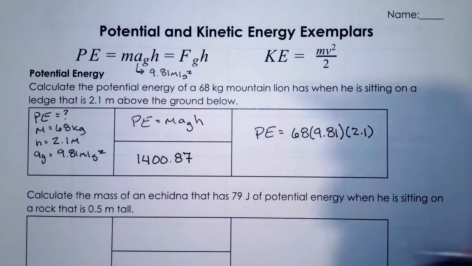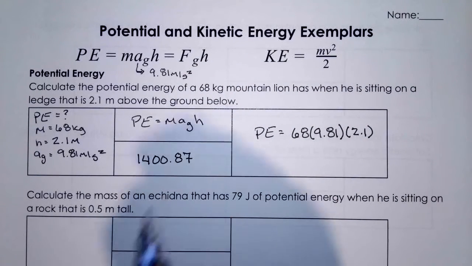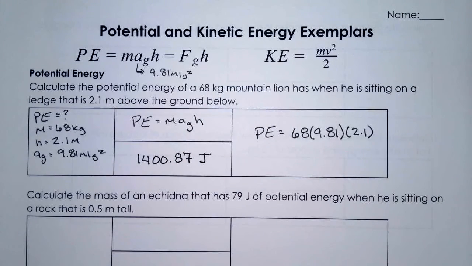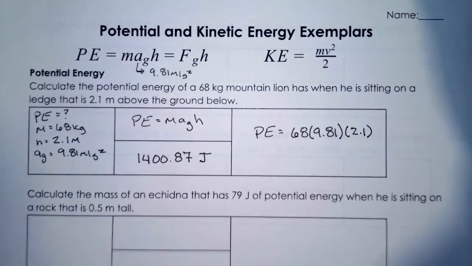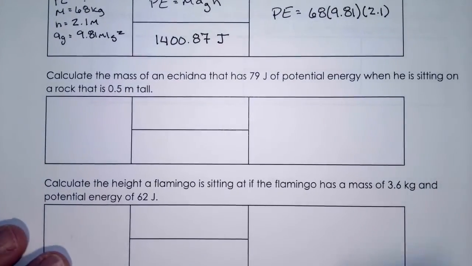When you multiply all of those together, you get a very strange number, 1,487. Now, what is the unit for energy? Well, it's the same as the unit for work because work is energy. So that would be joules. Okay, so that's the first one. Let's see if we can do this second one.